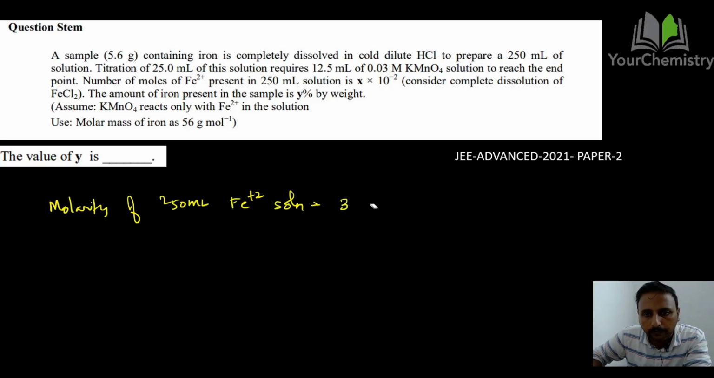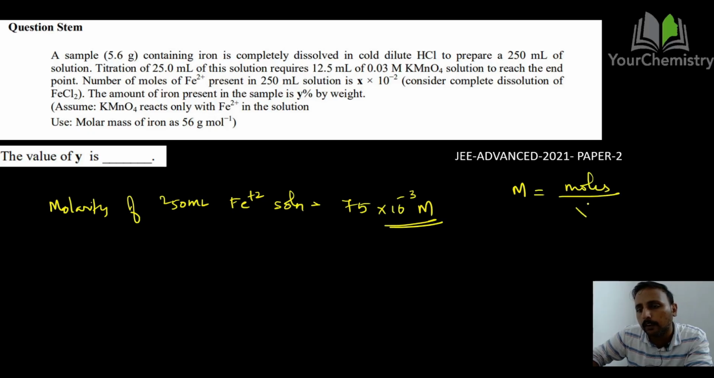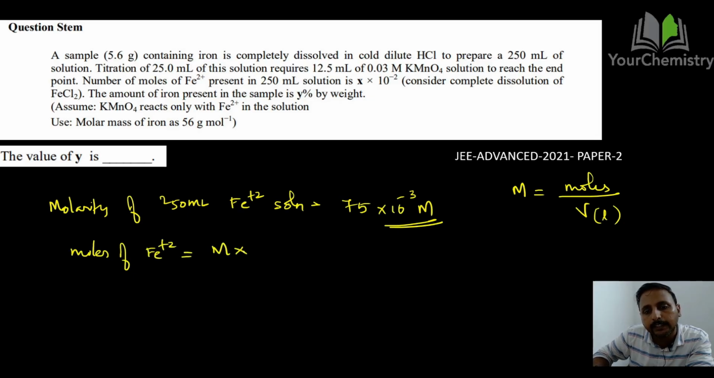We calculated it as 75 into 10 raised to minus 3 molar. And you know very well what is molarity? Molarity is equal to moles by volume in liter. So I can write moles of Fe plus 2 is going to be molarity into volume in liter.